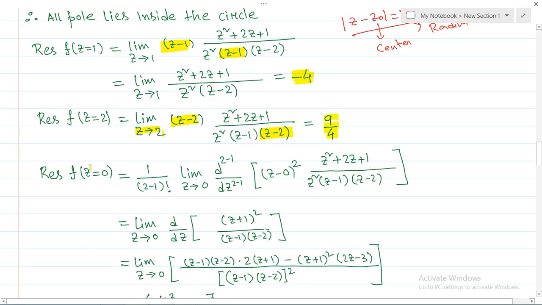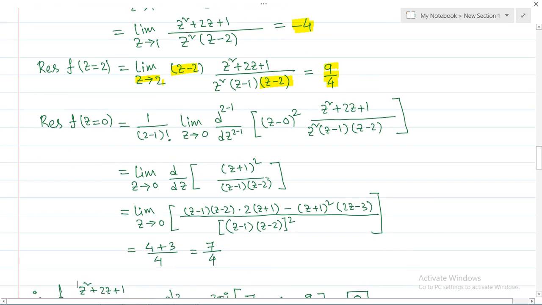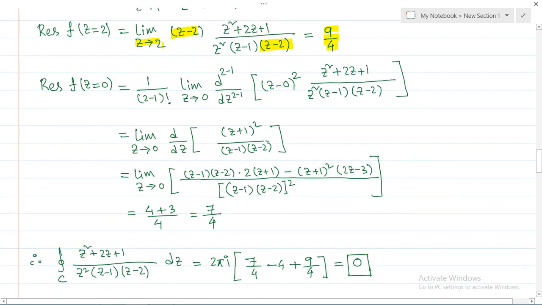Now for z equal to 0, the residue we have to calculate using the second formula, because it is a pole of order 2. So what is the formula for a pole of order 2? 1 upon m minus 1 factorial, that is 2 minus 1 factorial, limit z tends to 0, d to the power 2 minus 1 by dz to the power 2 minus 1, of z minus 0 whole square into the whole function.